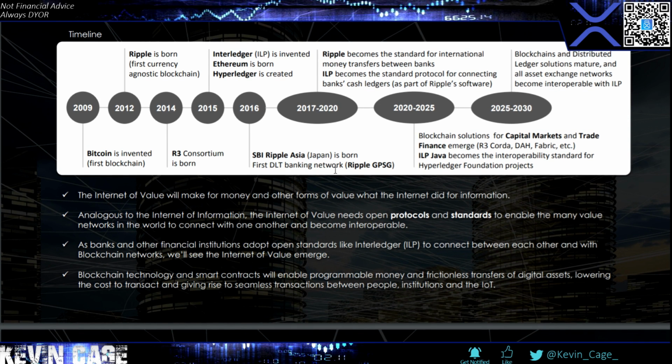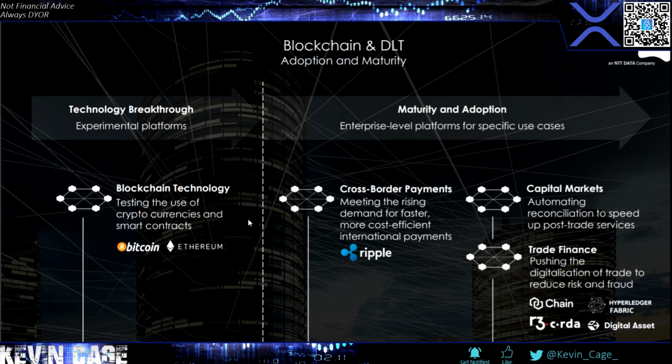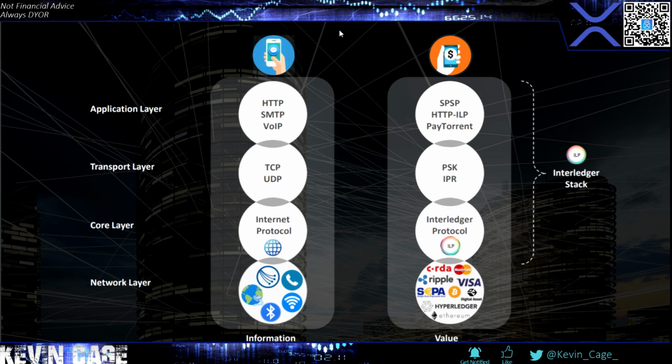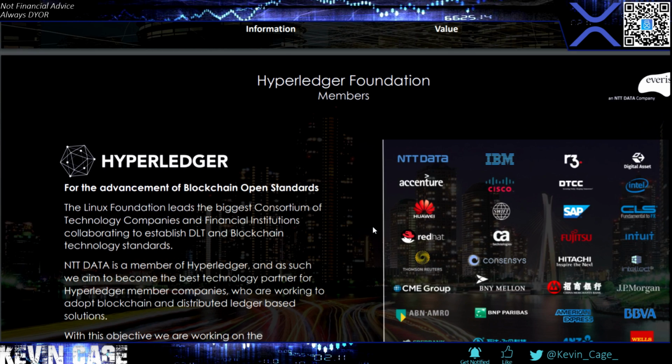All right. So just talking about blockchain and DLT, as we can see here, blockchain tech, and then migrating towards enterprise level platforms for specific use cases to really mature. So cross-border payments, Ripple's focusing on this. And then after cross-border payments, of course, we're going to focus on international payments regarding capital markets and trade finances, as I've already said. You can see here the IOP, we can see the Interledger stack, of course, and this consists of the application, transport, and core layer. And then in terms of the network layer, it'll be value instead of information moving over the network.